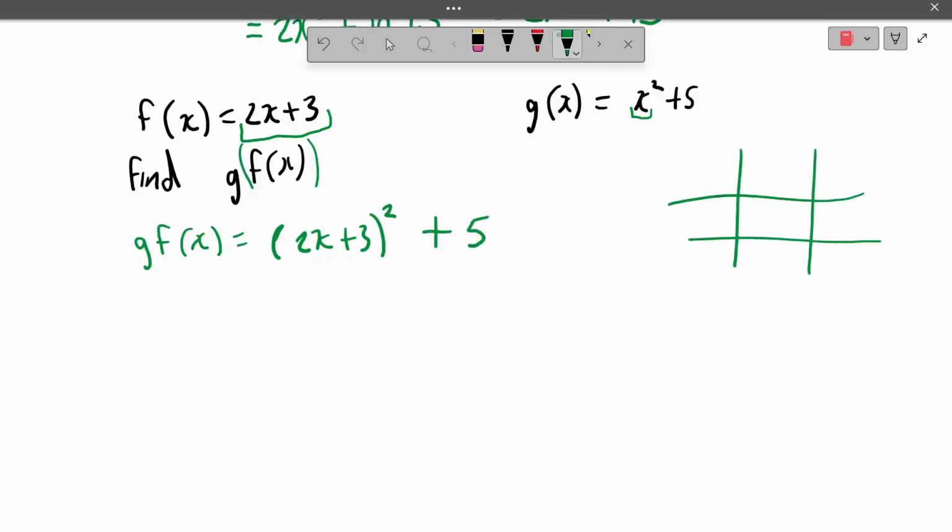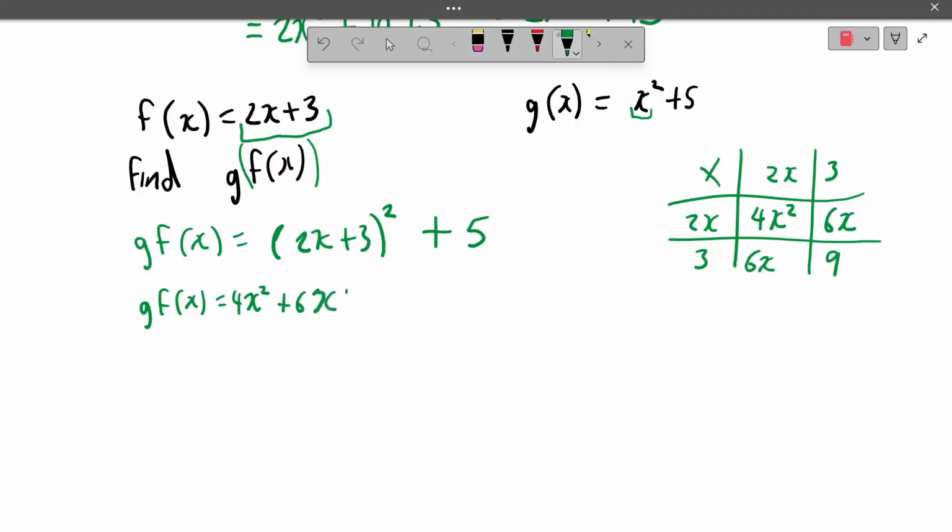So I'm going to do a little multiplication grid to expand out that 2x plus 3. 2x times 2x is 4x squared. 2x times 3 is 6x. Then we have 3 times 2x is another 6x. And then we get 9. So then our g f of x is 4x squared plus 6x plus 6x plus 9 plus our 5. We're going to collect all the terms together, and you get 4x squared plus 12x plus 14.